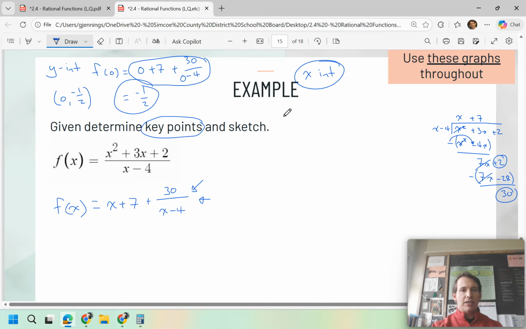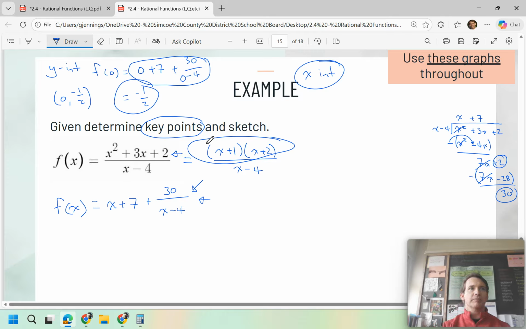Good. To find an x-intercept, I could factor the top. f of x is algebraically equivalent to (x plus 1)(x plus 2) all over (x minus 4). And this will show me where it has x-intercepts. So we have x-intercepts at the points (-1, 0) and (-2, 0). So we've gotten a lot of information already.